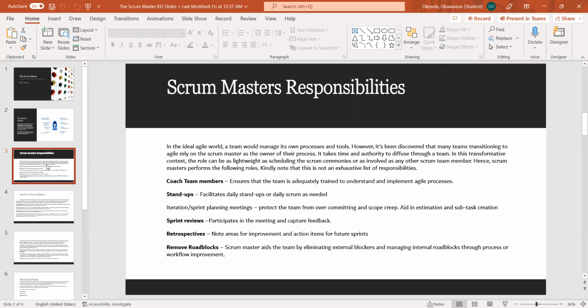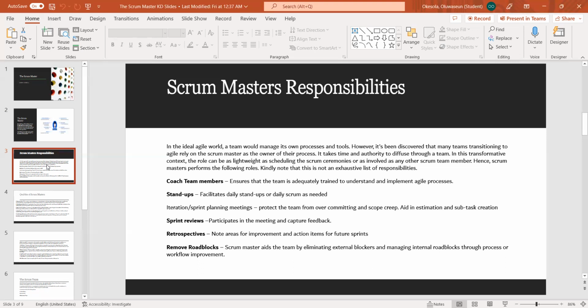Like we said earlier, we've discussed this. We talked about the Scrum Master coaching the team members and of course the organization. So the Scrum Master ensures that the team is adequately trained to understand and implement agile processes, right? Stand-up: the Scrum Master facilitates stand-ups or daily Scrum as needed. Iteration and sprint planning meetings: the Scrum Master protects the team from overcommitting and scope creep. We discussed this earlier. It aids in estimation and subtask creation.